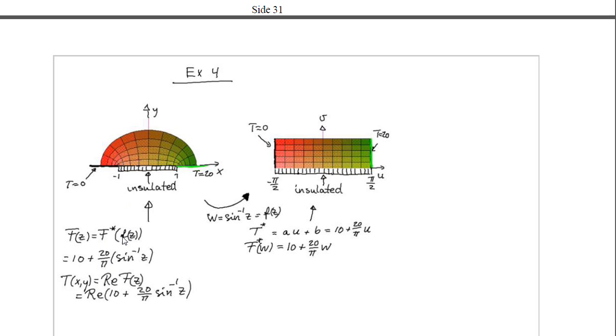So we know that f of z is just equal to w from this expression, and w is equal to the inverse of sine z. So we replace f of z by the inverse of sine z, and then we have the complex potential, and finally the temperature. In order to find the temperature, we just have to use the real part of this complex potential. And well, we may be able to reduce this expression, but in fact this is the simplest expression for the solution of our problem.